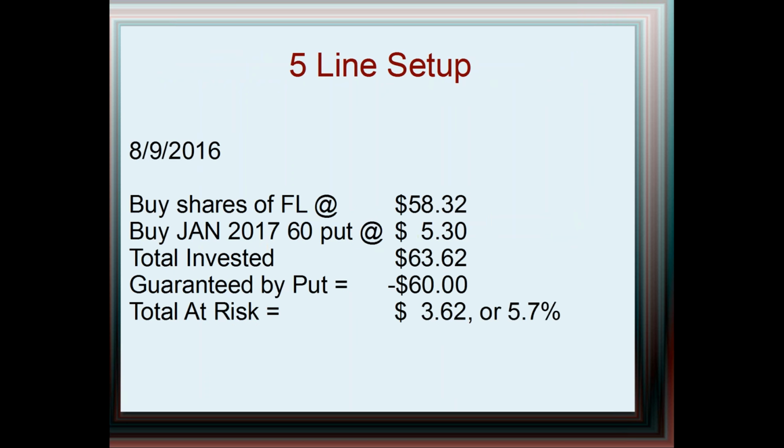Again, here's that setup that we would use if we'd opened a radioactive trade on Foot Locker on August 9th. We would have bought shares at 58.32, and bought the January 60 put for 5.30. Again, our total investment would have been 63.62, so our max risk would have only been $3.62, or 5.7% of what I invested into the position.